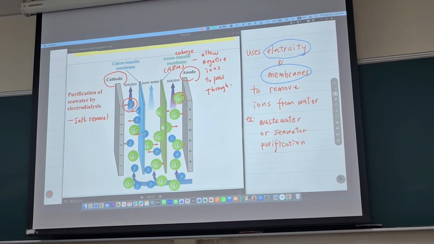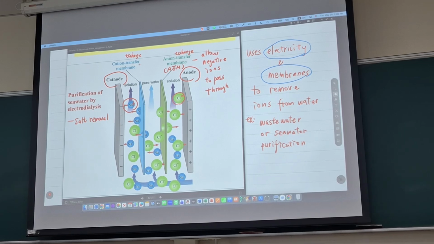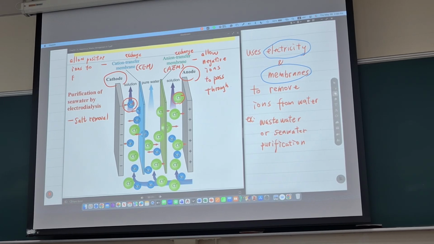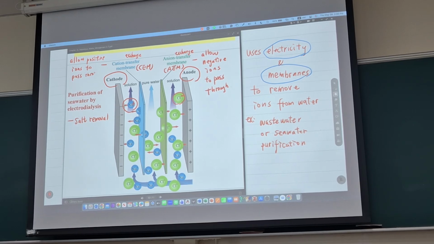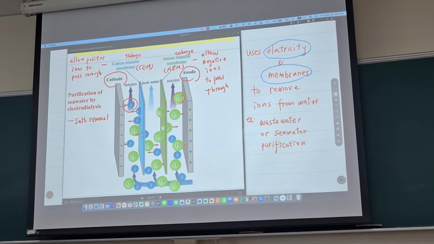On the other hand, the cation exchange or cation transfer membrane, CEM, allows positive ions to pass through. All right? Everyone okay?